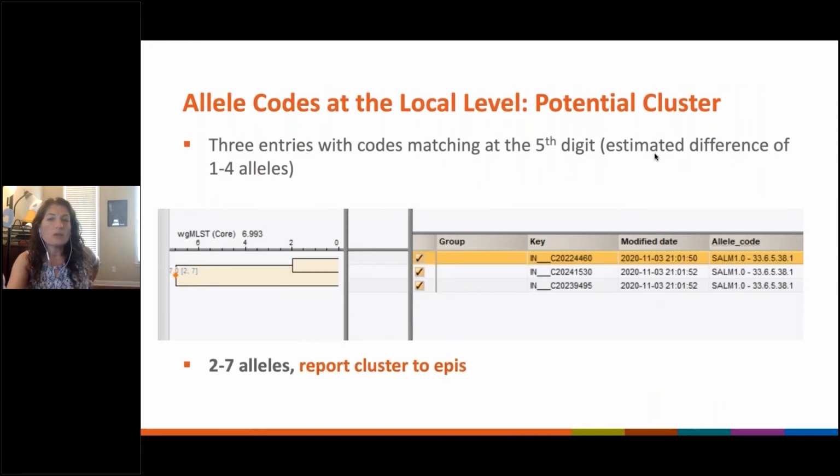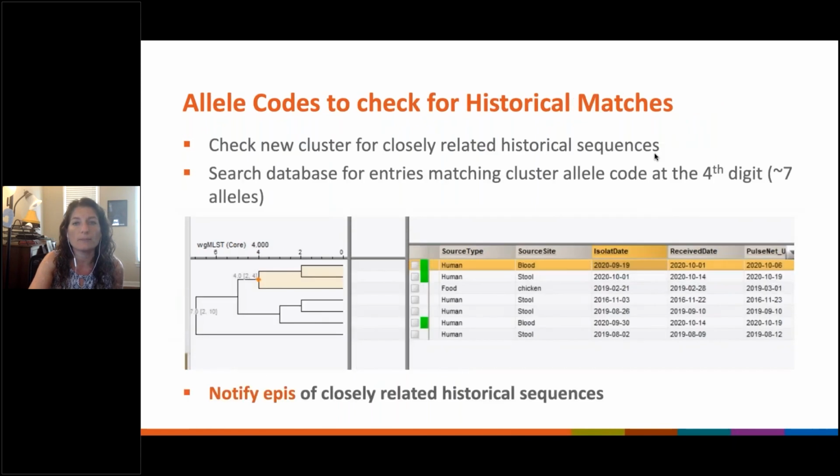And then this is another one. Let's say we're doing a cluster detection. We look in the past 60 days and we find these 3 that appear to be close, at least by allele code, and we see that their range is 2 to 7 alleles. So we would report this new cluster to our epidemiologists.